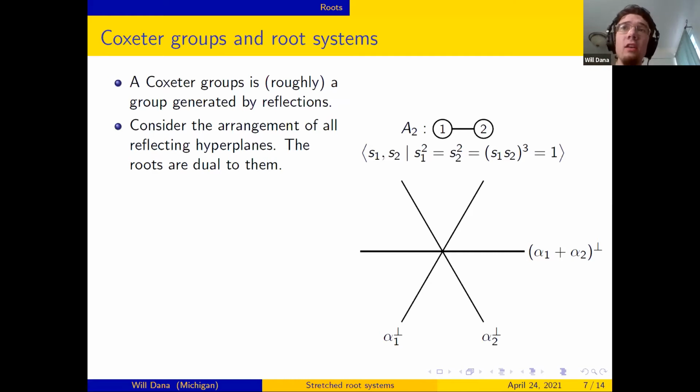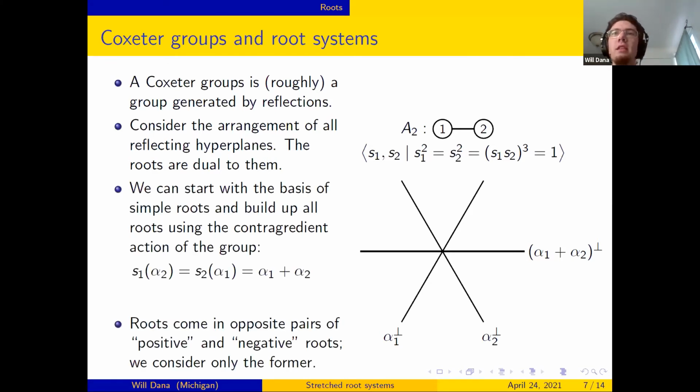Now, as I've stated it here, this isn't actually well defined. It's only defined up to a scale factor. So more precisely, a way of defining roots is to start with this basis of simple roots in the dual space, picking out simple roots associated to the generating reflections. These will be alpha 1, alpha 2, etc. And then apply the contragradient, the dual action of the Coxeter group, in order to build up all of the other roots. Here we see the example that we can build up alpha 1 plus alpha 2 as S1 of alpha 2 or S2 of alpha 1.